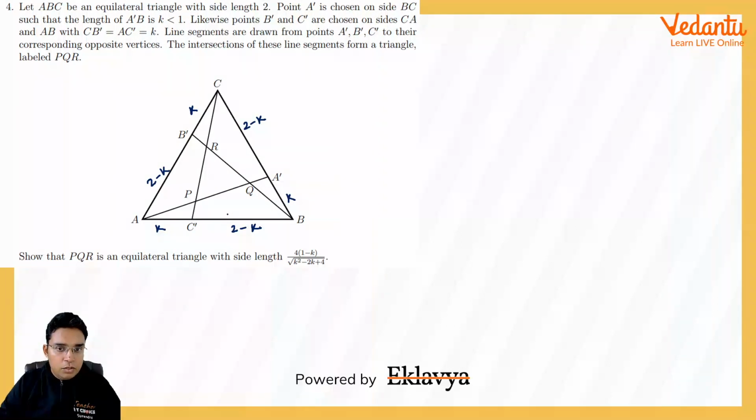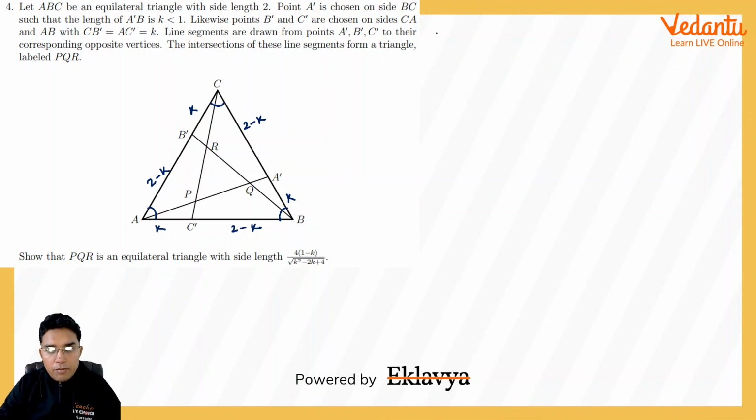First of all, what we can see here is this angle is 60 because it is an equilateral triangle. Similar to this, this angle is also 60 degrees, and there is one more triangle, that is this one. This is also 60 degrees.